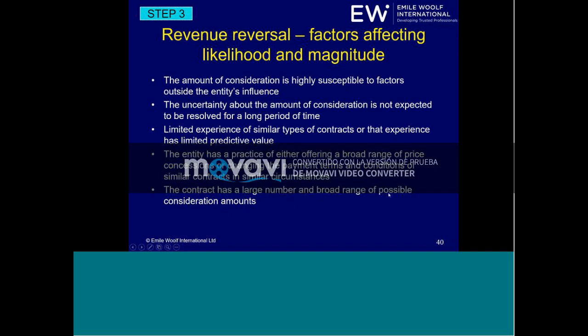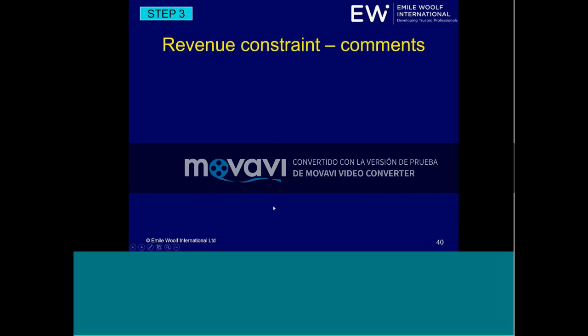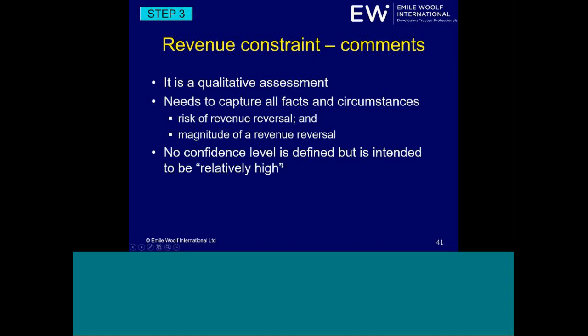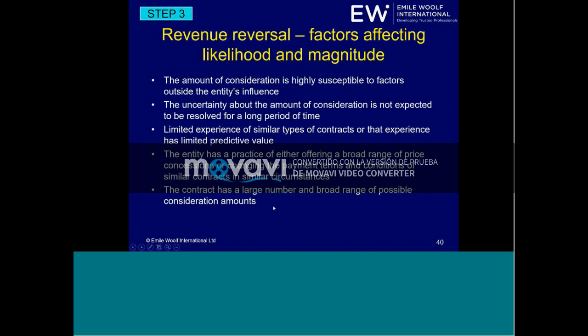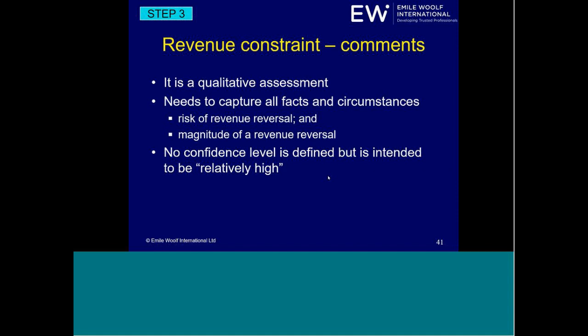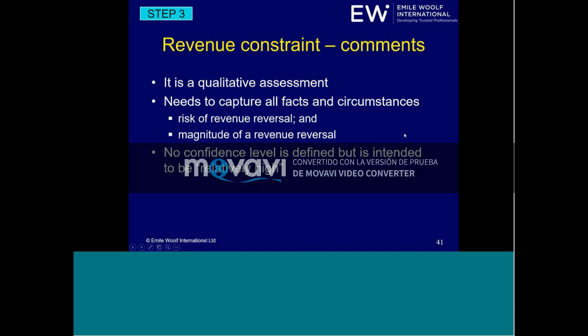Assessment, you need to capture all of the facts and the circumstances, both risk and magnitude, to define how low a probability of reversal you should define. But it is clear if you look at the development papers to IFRS 15, it was intended that you should have a pretty high confidence level. I mean, one's thinking perhaps 90% or higher. There will be no significant reversal.